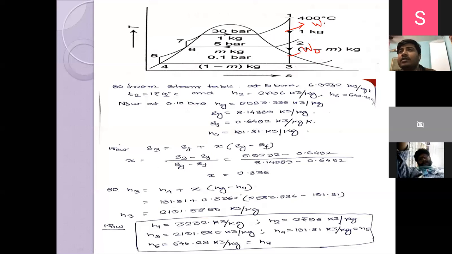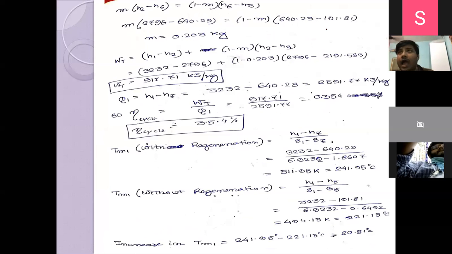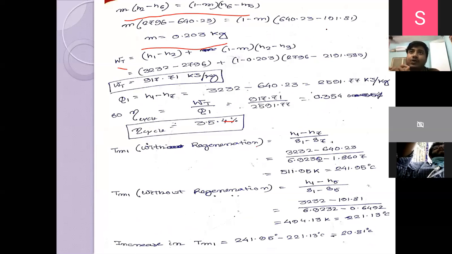So W1 is equal to 1 multiplied by H1 minus H2, and then W2 will be 1 minus M multiplied by H2 minus H3. Okay, so we have all the values. There is H1, H2, M, H2, H3. So if we put all these values, we will get Wt as 917.71 kilojoules per kg. Okay.